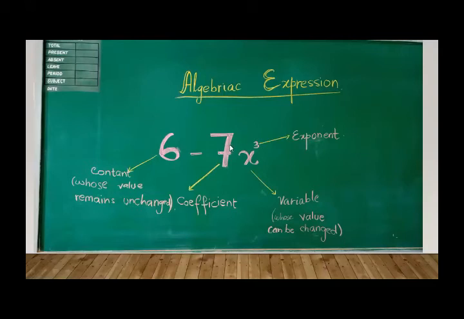For our complete understanding, we will see again an important example of algebraic expression, that is 6 minus 7x cube. Here, according to our understanding, 6 is the constant whose value remains unchanged. Then minus sign is the mathematical operation. 7 is the coefficient, because after 7 we see multiply by x is given. So x is the variable whose value can be changed. And over the x we see cube, that is the exponent. Exponent means its power. It is always written at the top right corner.